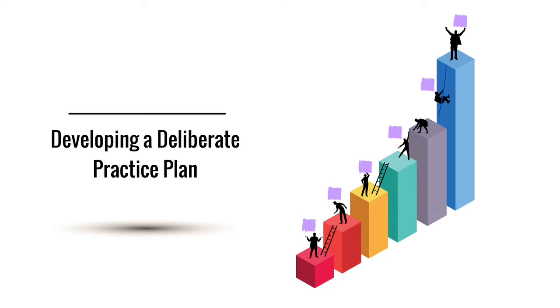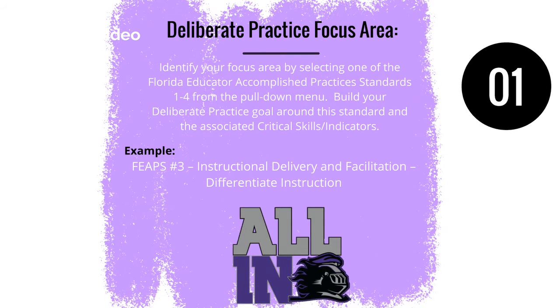You will then select the FEEP standard that you would like to focus on from the pull-down menu in MyPGS. Here is where you will identify your focus area by selecting one of the 4 accomplished practices. You will then build your deliberate practice around the goal and standard that are associated with these critical skills and indicators. For example, if you choose FEEPS number 3, the instructional delivery and facilitation, you may want to focus on differentiated instruction.